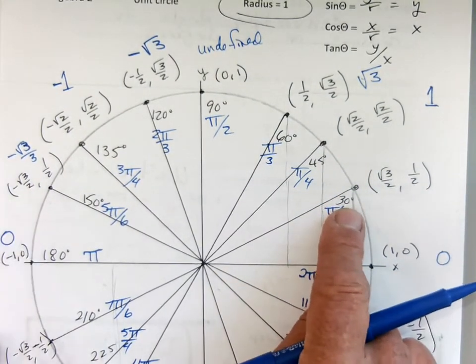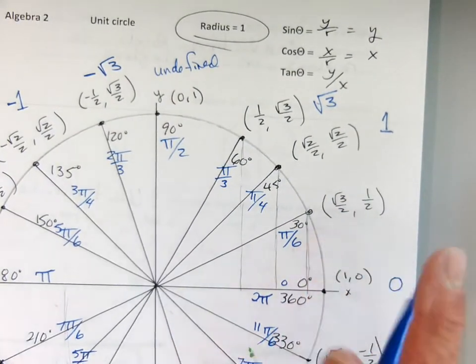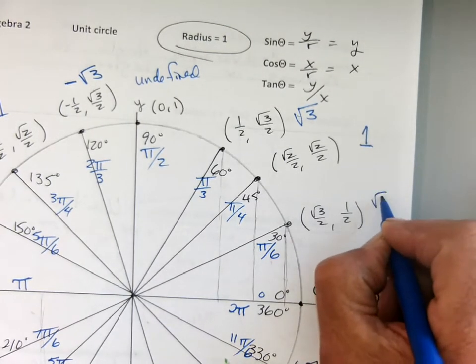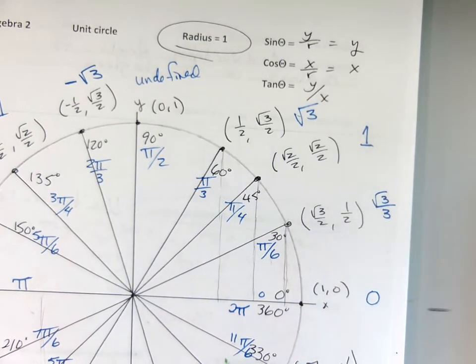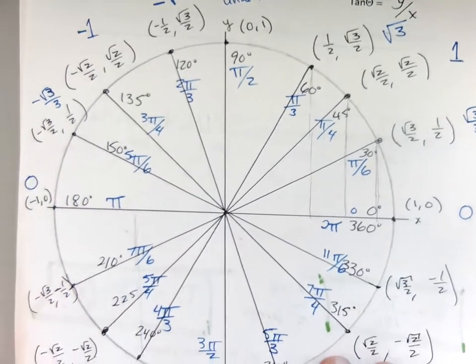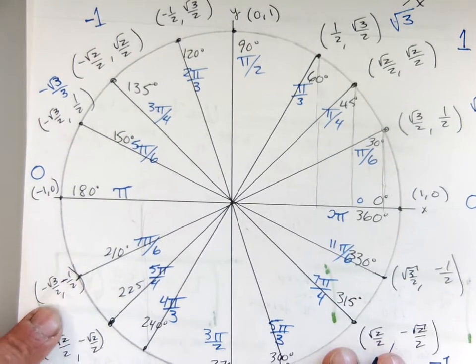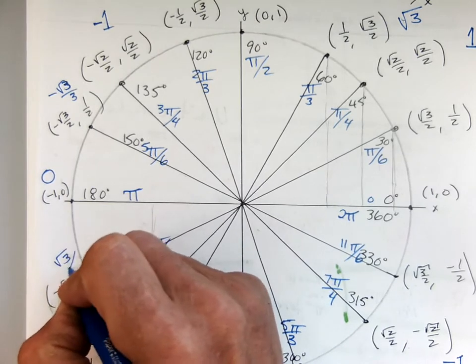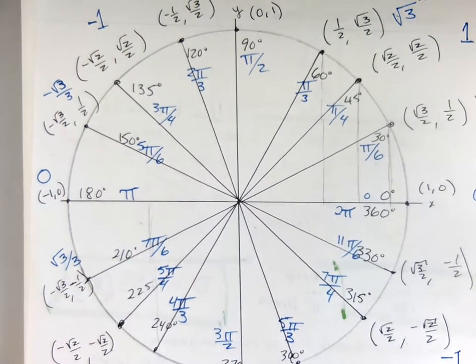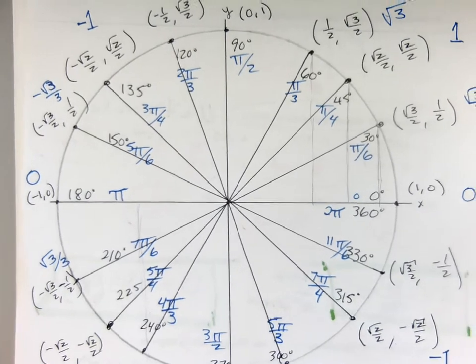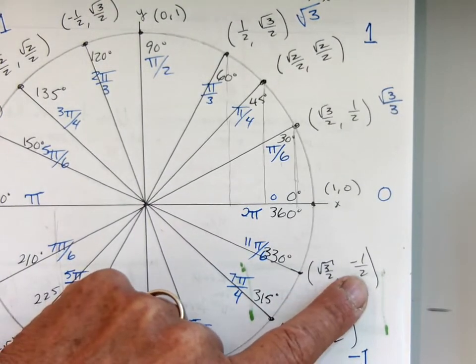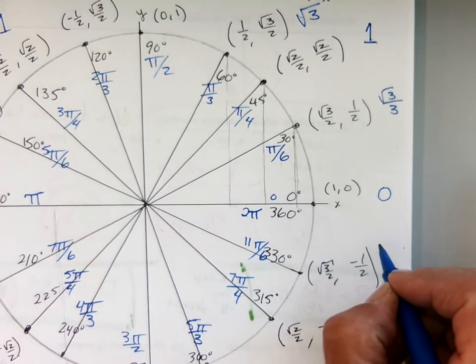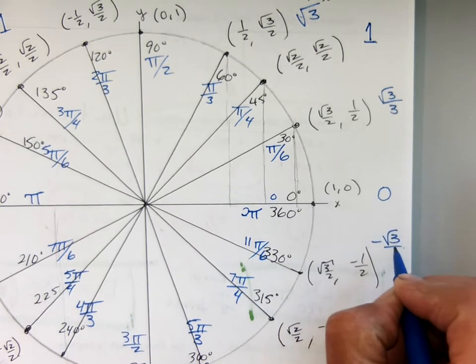At 30 degrees, you've got the exact same ratio, but it's positive: square root of 3 over 3. At 210 degrees, you've got the exact same ratio, but it's a negative divided by negative, so it's just going to be a positive square root of 3 over 3 for my tangent value. And finally, at 330 degrees, you've got the exact same ratio again, but it's going to be a negative square root of 3 over 3.